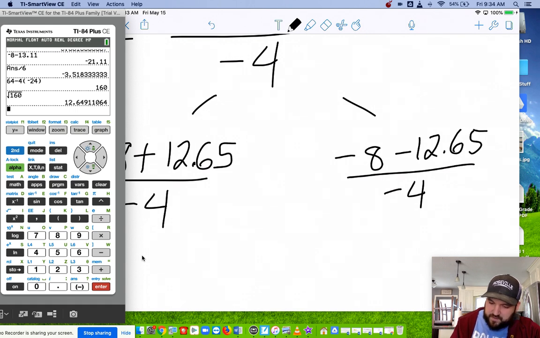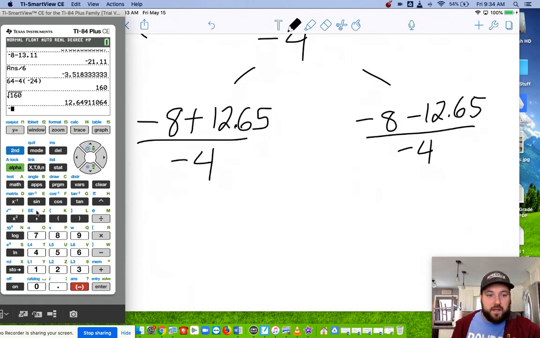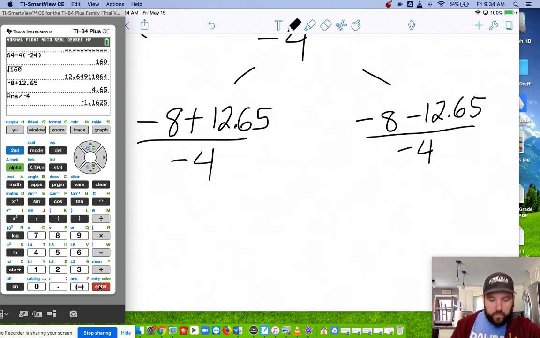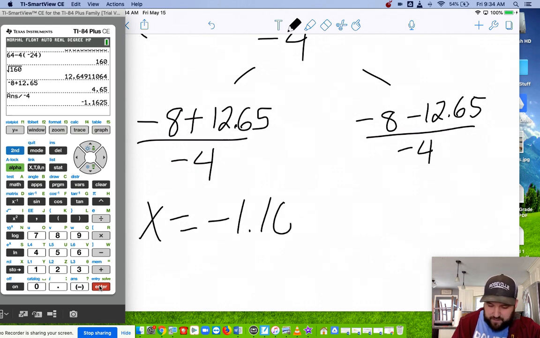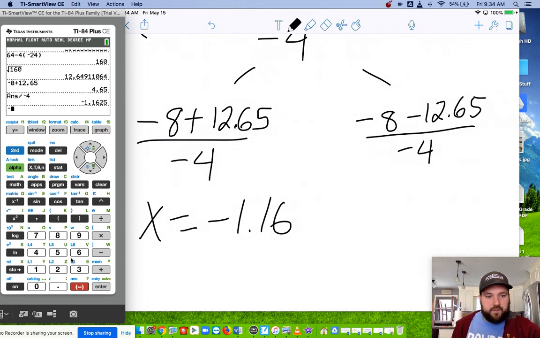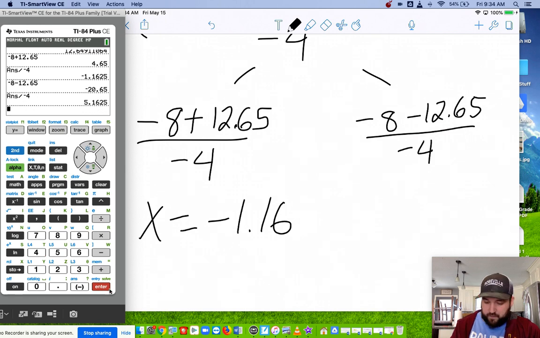And now we're ready to type this into the calculator. So negative 8 plus 12.65, divided by negative 4. Make sure you hit enter before you divide. So negative 1.1625. So negative 1.16 is one solution. And if I do negative 8 and then subtract 12.65 and then divide by negative 4, that will give me 5.1625 or 5.16.